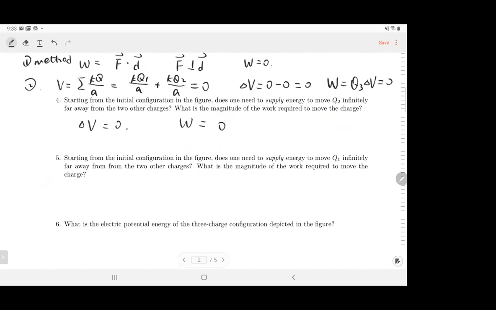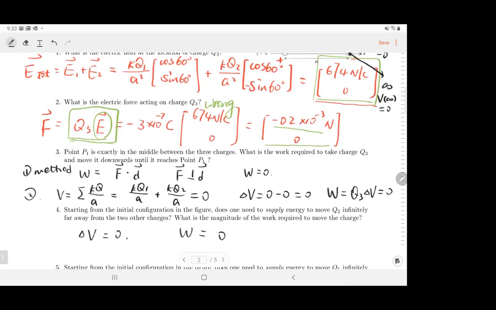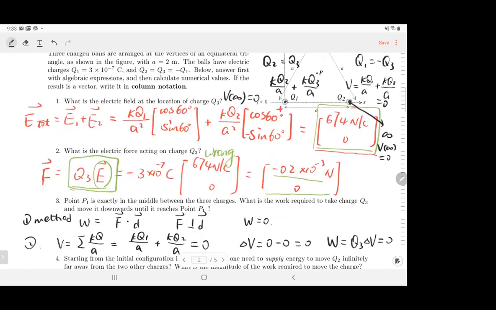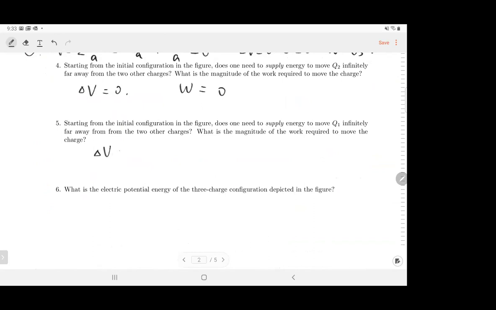Number five, starting from the initial configuration in the figure, does one need to supply energy to move Q1 infinitely far away? Okay, so we're still going to check the potential difference. Infinitely far away, the potential equals zero. Initially, that will be equal to KQ2 over A plus KQ3 over A. And we know Q2 equals Q3, they have the same sign. That means the potential at the initial position is not equal to zero. So the potential difference is equal to KQ2 over A plus KQ3 over A. Okay, so this is the potential difference.